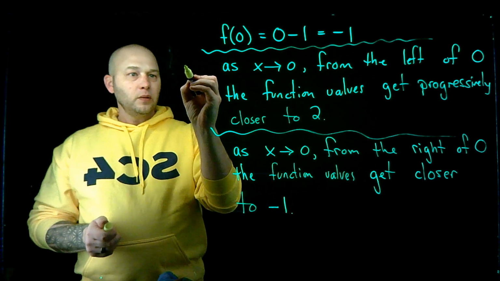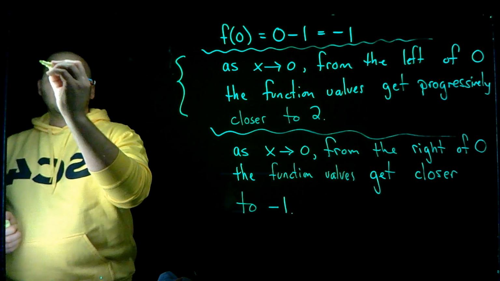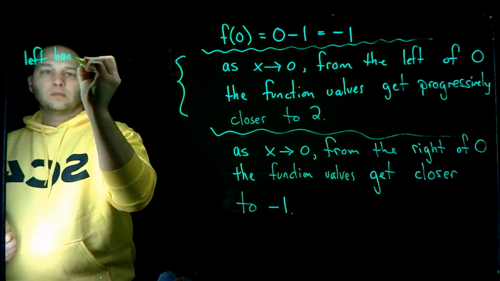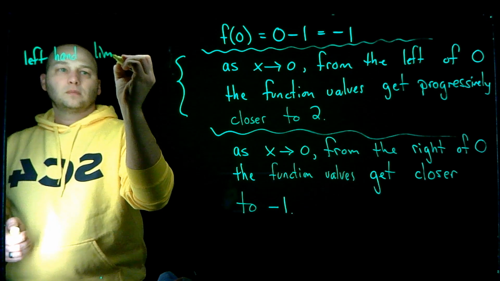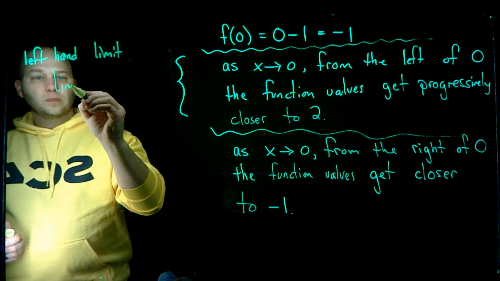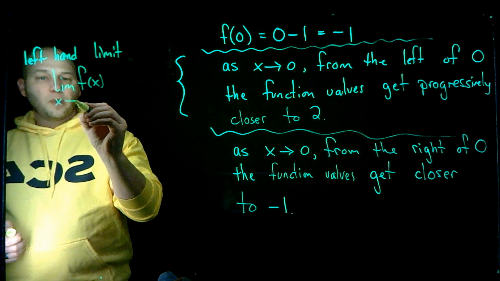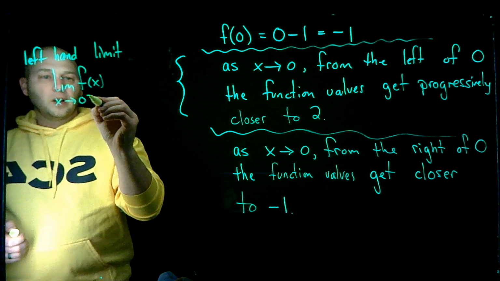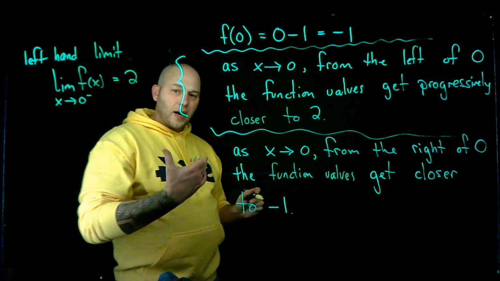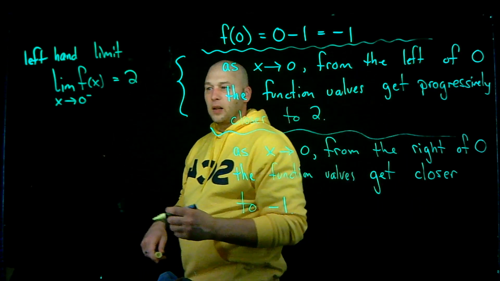So this one is called the left-hand limit. And the way we write this is the limit of the function f of x as x approaches 0 from the left is equal to 2. And again, as x gets progressively closer to 0 from the left, what are the function values getting closer to?